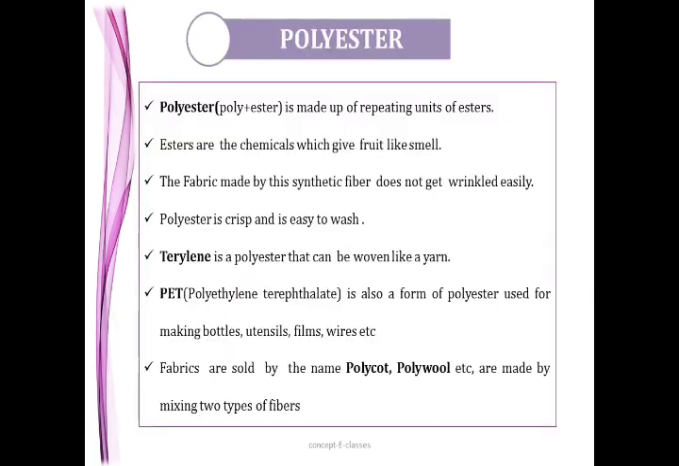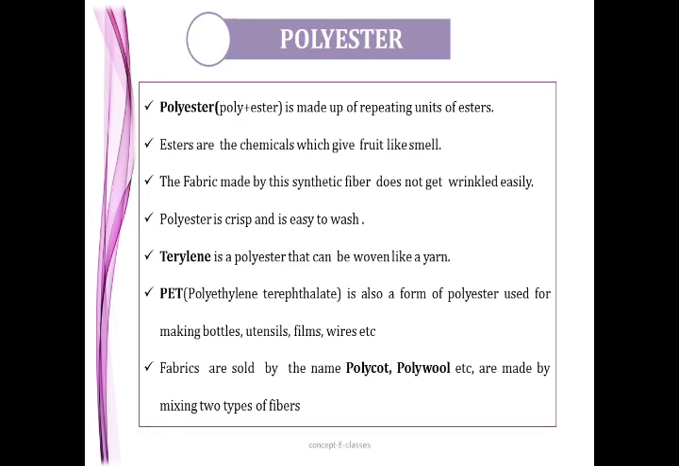Okay, and the next synthetic fiber is polyester. What is polyester? Poly plus ester, it is made up of repeating units of esters. In the beginning session you learned what is polymer. So this is polyester. The esters are the chemicals which give a fruit-like smell, note the point. The fabric made by this synthetic fiber does not get wrinkled easily, and polyester is crisp and easy to wash.